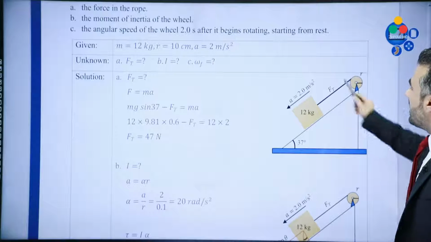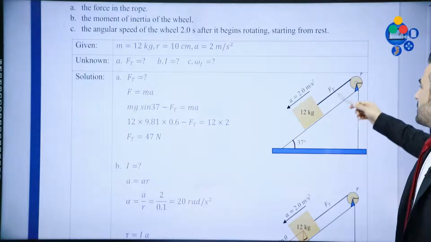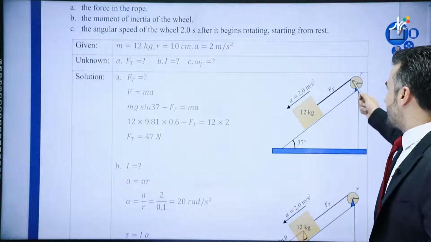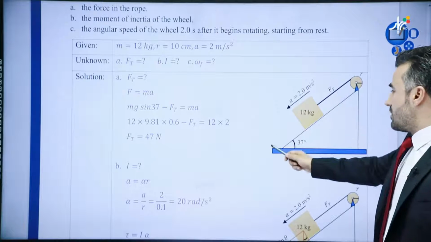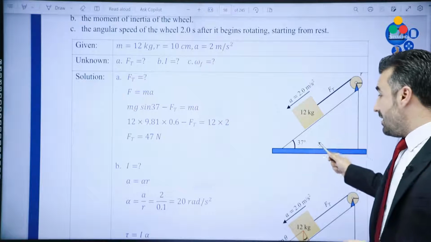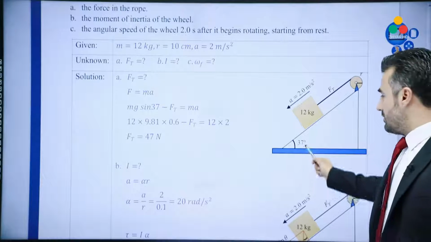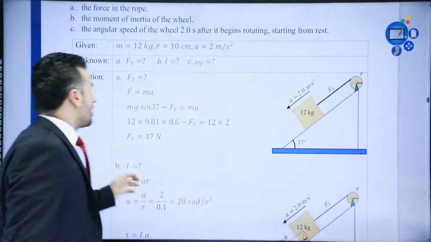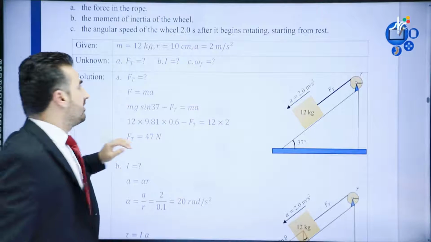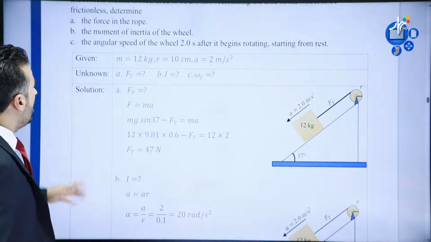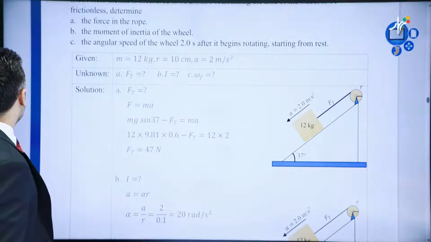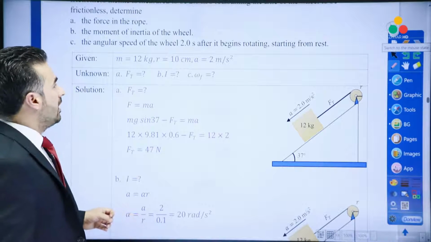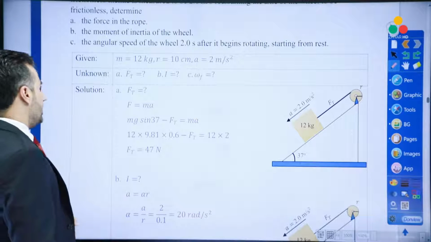So what are the things you have? You have acceleration downward, okay? So you have F tension. There is, of course, a wheel. And you can see this mass attached to the rope, which is attached to the wheel. So this mass is going downward. You can see the angle of the incline, or the slope, with the horizontal is 37 degrees. Remember, the information that is given: you have mass, you have radius, and of course you have acceleration. So the things you need to find are the tension in the rope, and later on the moment of inertia of the wheel, and then the final angular speed.